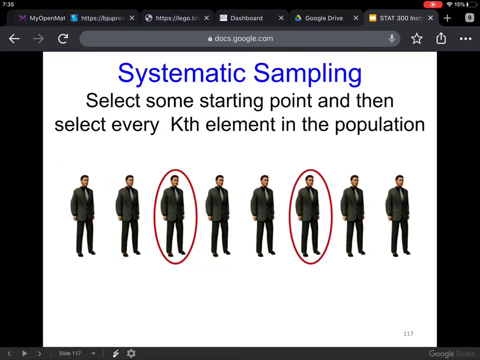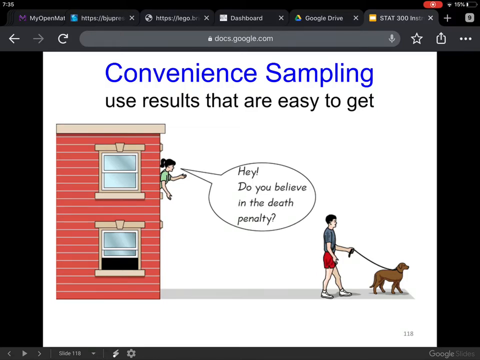Okay, the other types of sampling methods: systematic sampling. You select a starting point and then select every kth element in the population, so every third in this case, or every fourth, whatever the number is. That's systematic sampling; there's a system to your sampling. There's also something called convenience sampling, when you're lazy basically, and you don't sample everybody you're supposed to, but sample only those that you have easy access to.